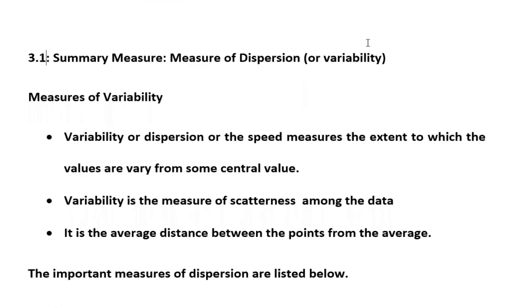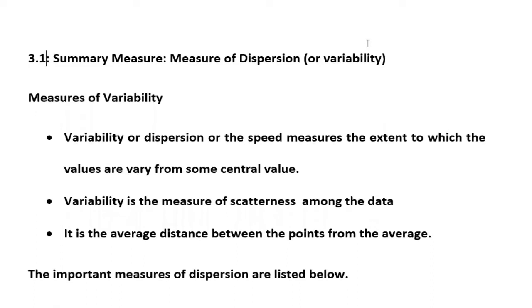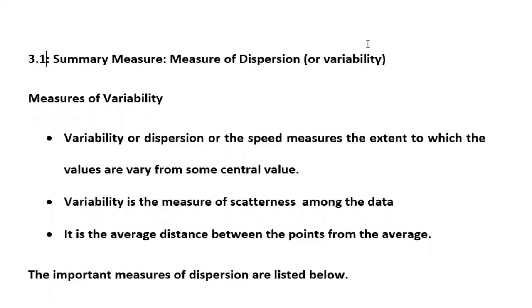Today we are going to learn another summary measure that is called measure of dispersion or variability. What is this? Variability, dispersion, or it is also called spread, measures the extent to which the values vary from the central value. This is the measure of scatteredness among the data. This is also the average distance between the points and the average.